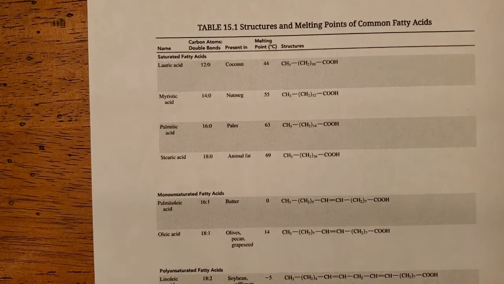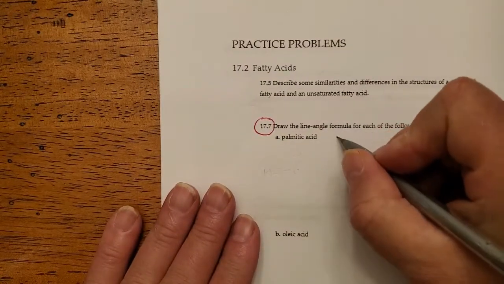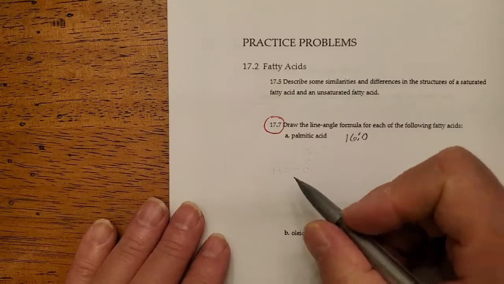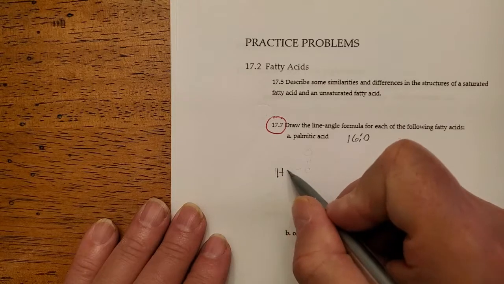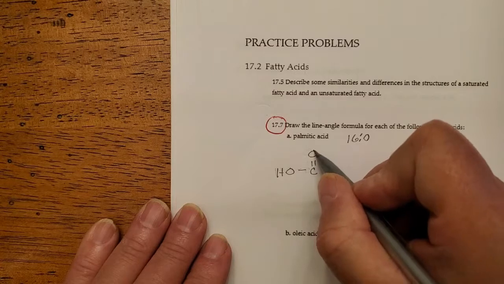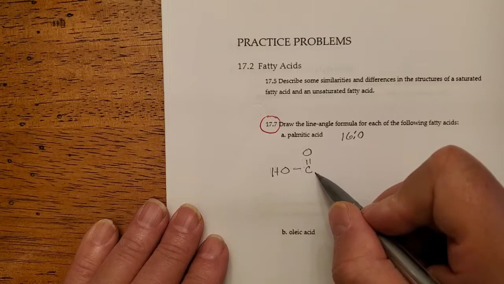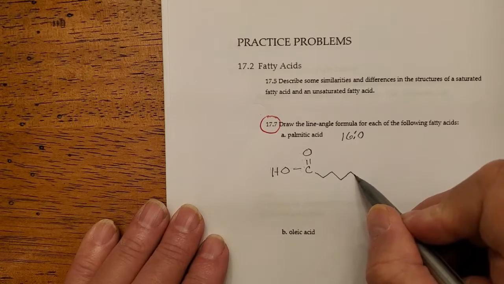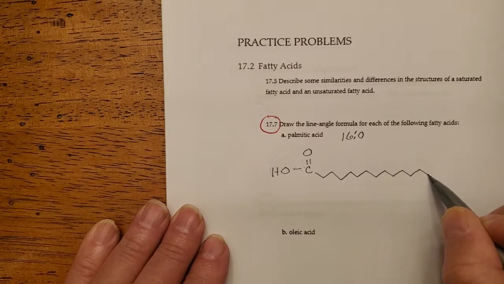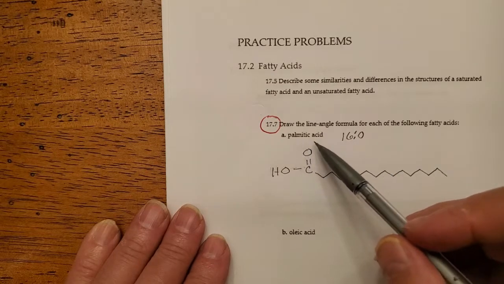So 16:0. It'll be more convenient to write it in this direction: the hydroxyl group, the carboxylate group, and its line angle. So this is going to be carbon 1, 2, 3, 4, 5, 6, 7, 8, 9, 10, 11, 12, 13, 14, 15, 16. So that's the structure of palmitic acid.